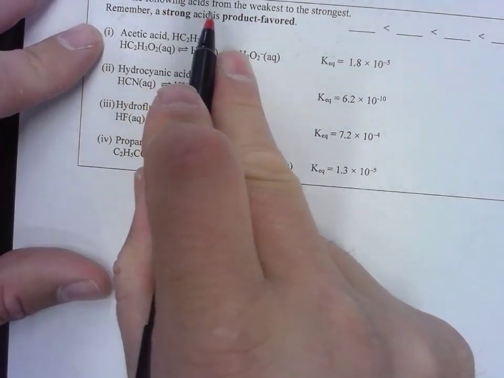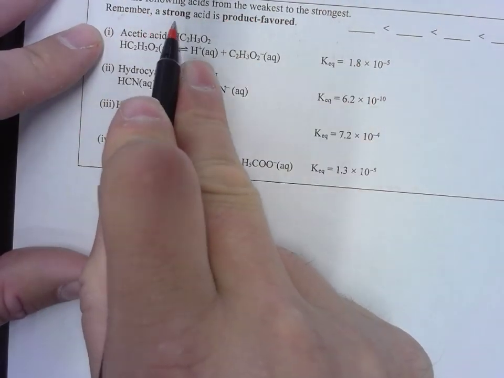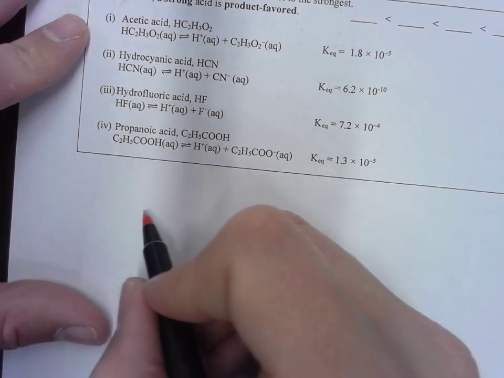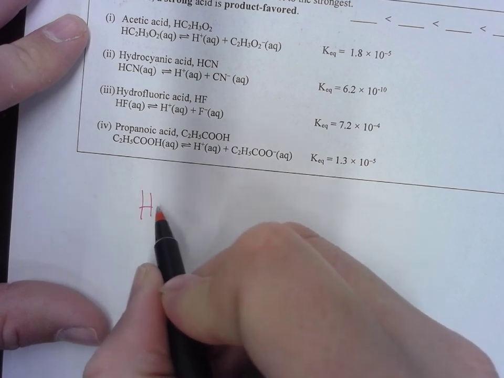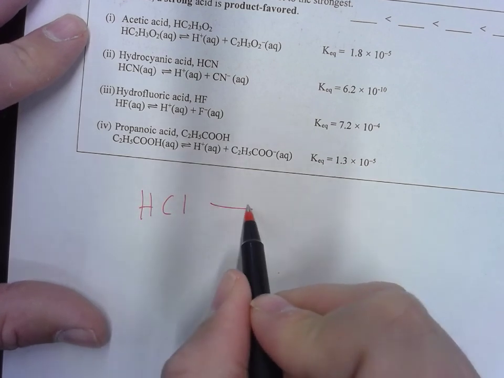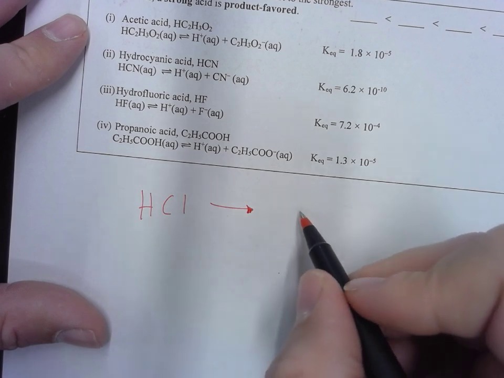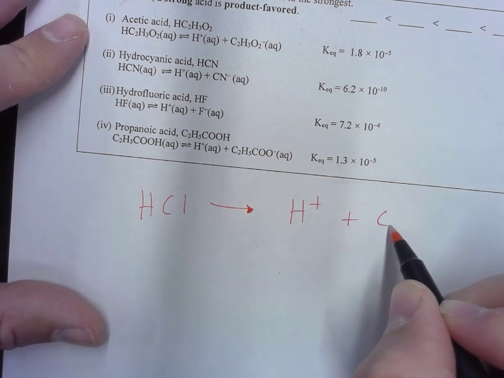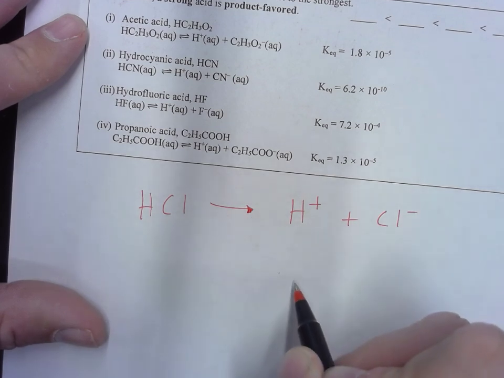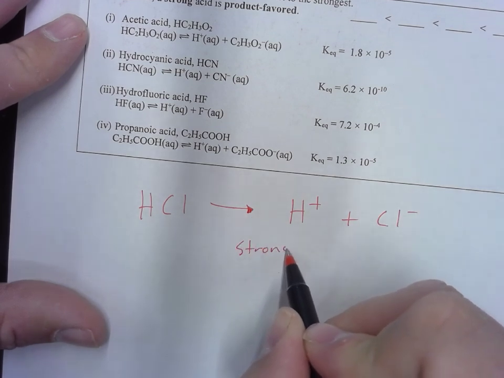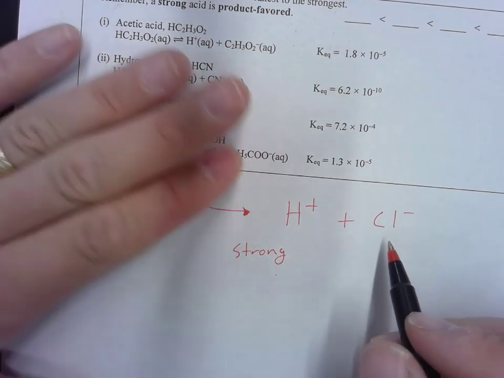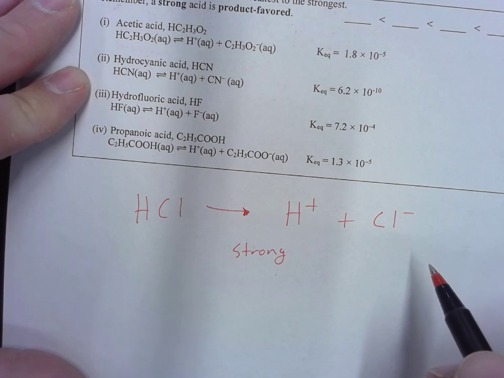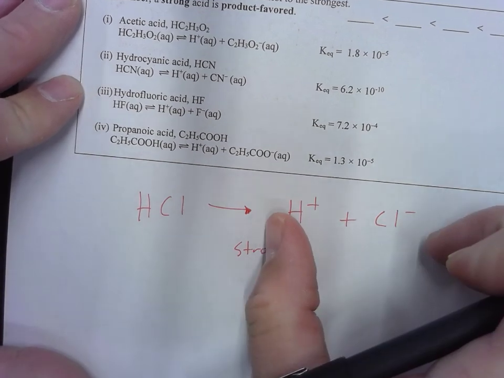Rank the following acids from weakest to strongest. Remember, a strong acid is product favored. A strong acid is HCl, right? Not only is it product favored, a strong acid completely dissociates into product, doesn't it? Into H plus and Cl minus. We use that single arrow there to say this is a strong acid. It completely dissociates. There is no more HCl left. So it's very product favored.